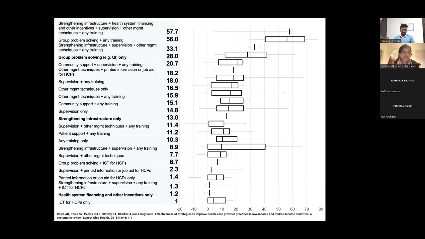They put quality improvement under group problem solving. And interestingly, according to their analysis, it seemed to work a little better than even strengthening infrastructure, even incentives. If you look at the bottom, health system financing was 1.2, strengthening infrastructure was 13, group problem solving was 28. So just having inputs may not necessarily lead to good outcomes. We need to work on the process piece also.